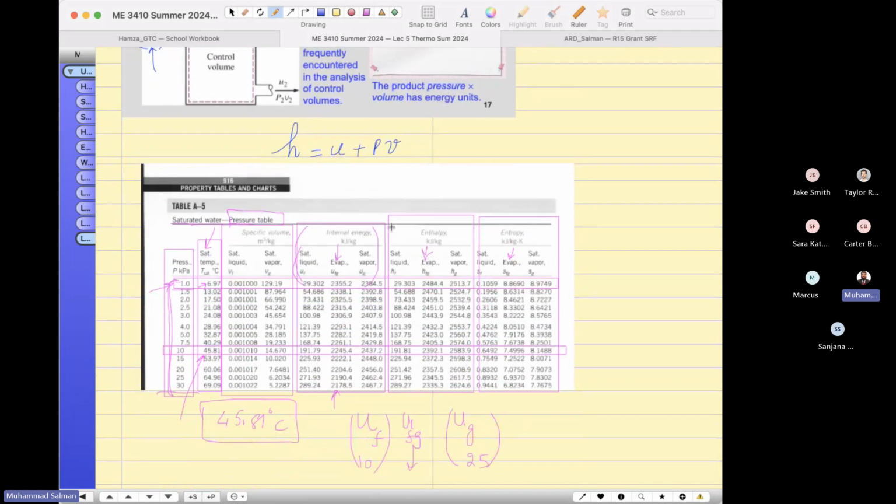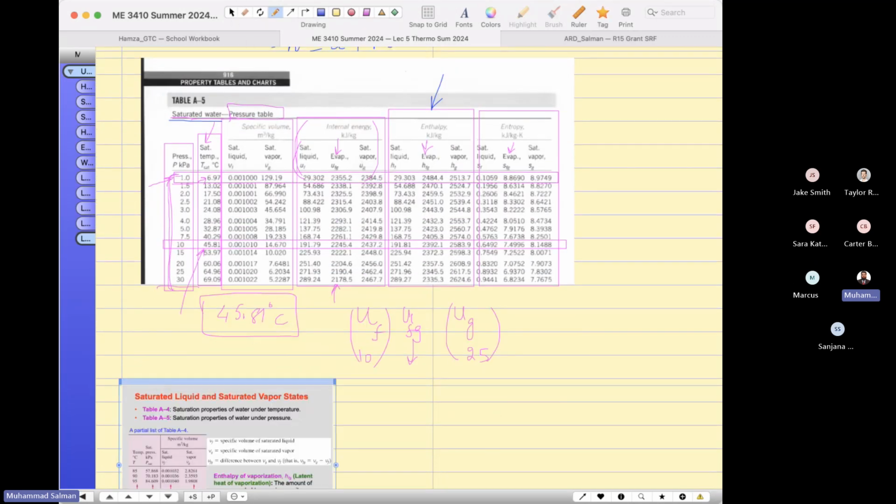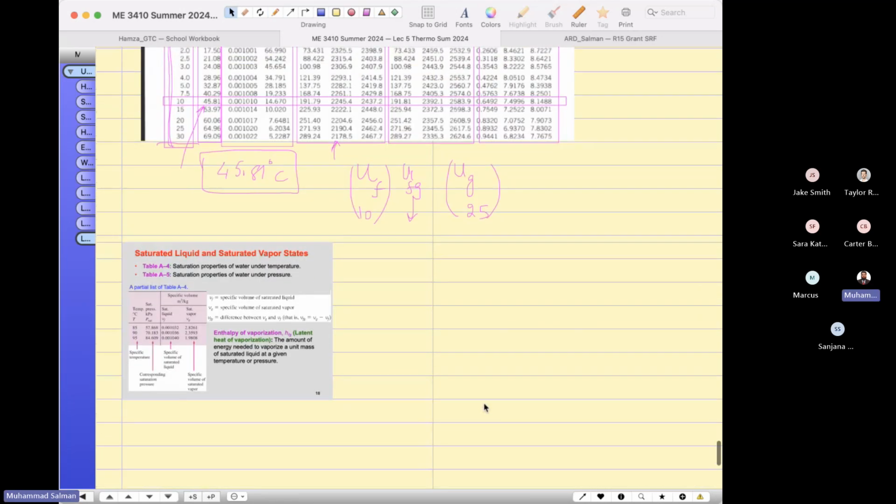And this column of a pure substance, in this case water, is telling us the value of enthalpy at a certain pressure and given temperature. Okay, so let's do it over here. Yes, now I'm going to show you how you would read the table. In this slide you will understand how to read the table.